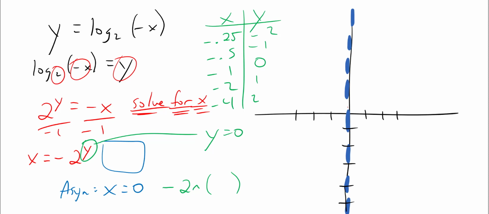So negative 0.25, negative 2. Negative 0.5, negative 1. Negative 1, 0. I need to put a couple points above here. So we got negative 1, 0, negative 2, 1, and negative 4. Okay, we'll put one more tick mark here. Negative 4, comma 2. All right.